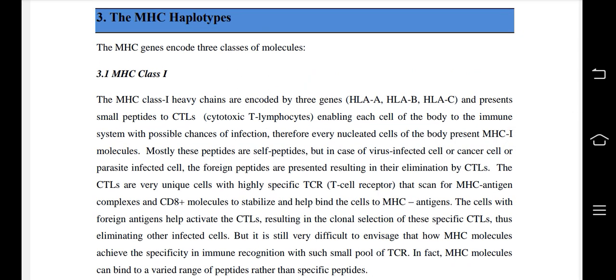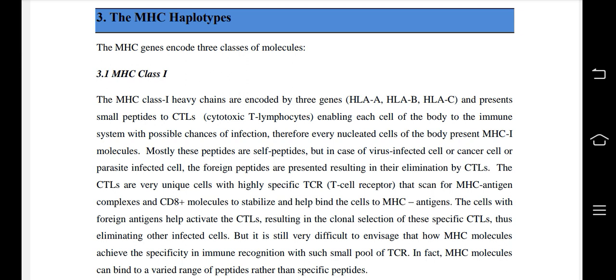The MHC haplotypes. The MHC genes encode three classes of molecules. First, MHC class 1. The MHC class 1 heavy chains are encoded by three genes, HLA-A, HLA-B and HLA-C, and present small peptides to CTLs, cytotoxic T lymphocytes, enabling the immune system to monitor each cell of the body for possible chances of infection. Every nucleated cell of the body presents MHC1 molecules. Mostly these peptides are self-peptides, but in the case of a virus-infected cell, cancer cell or parasite-infected cell, the foreign peptides are presented, resulting in their elimination by CTLs.